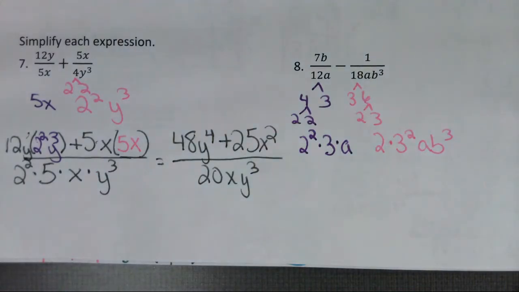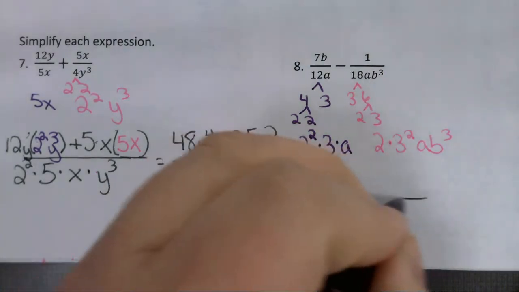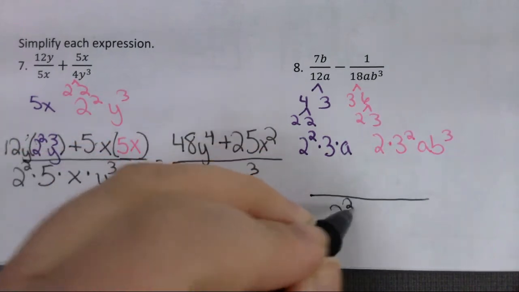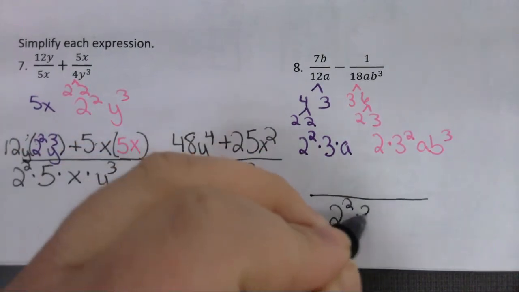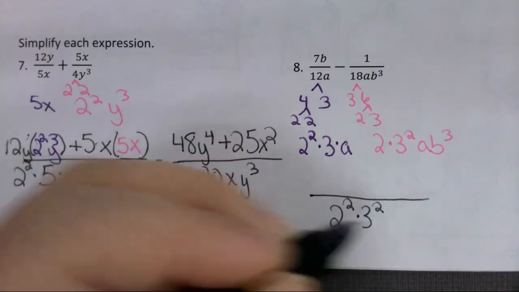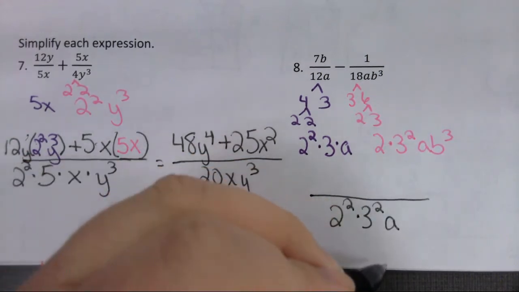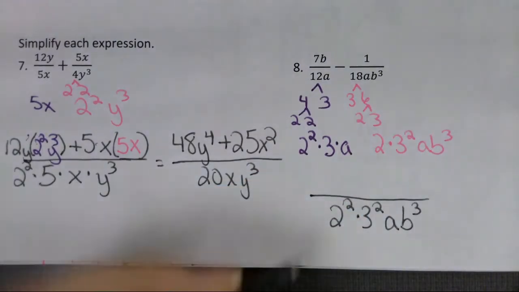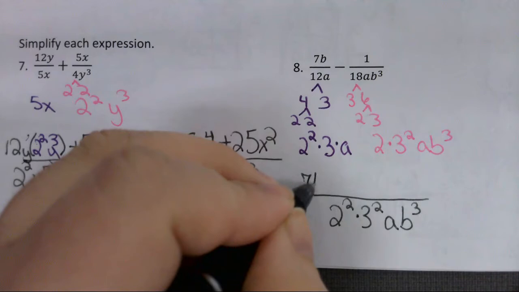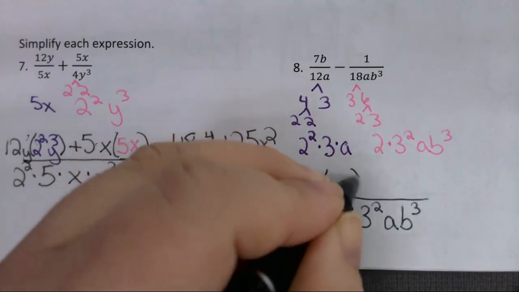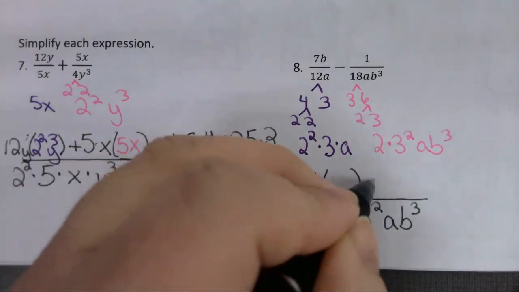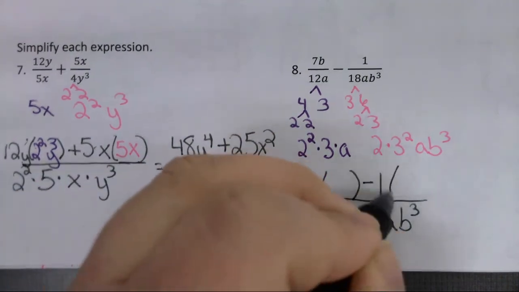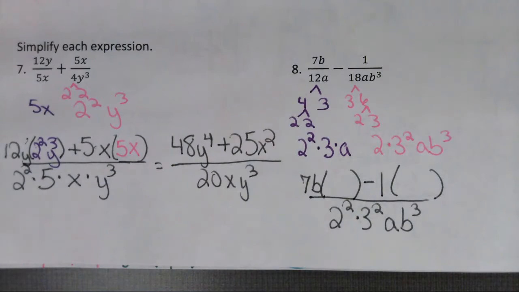In finding our common denominator, the most amount of 2's is 2 squared. Most amount of 3's is 3 squared. Most amount of A's is just 1. Most amount of B's is 3. So my original numerator is going to be multiplied by whatever my denominator was missing. This time I'm subtracting my original numerator times whatever my denominator was missing.